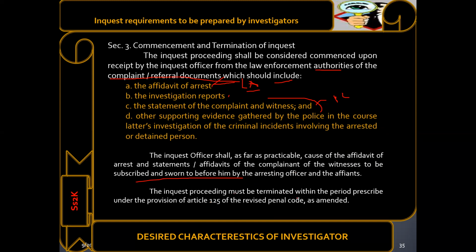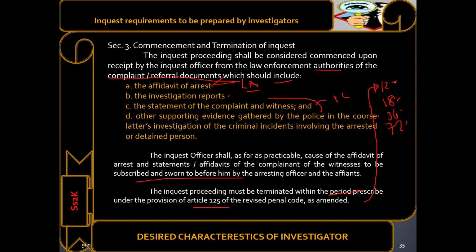The inquest proceeding must be terminated within the period prescribed under the provision of Article 125 of the Revised Penal Code as amended. So, ang inquest kasi ay matatapos. Ang legal na pag-detain ng mga pulis sa isang tao kung saan ay wala pang reklamo ay sinusunod yung tinatawag nating reglementary period of 12, 18, 36, tapos 72. So ano ba yung 12, 18, 36, 72 na yan?